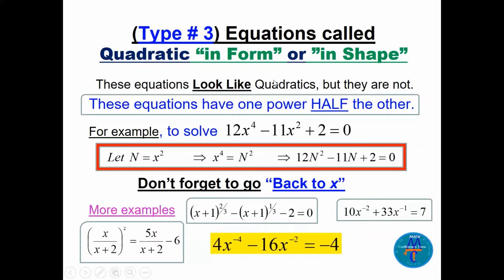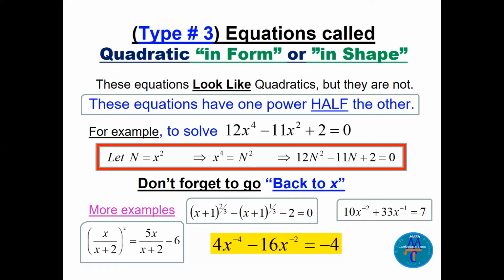Now, if you look here, I will explain the meaning of quadratic in form or quadratic in shape. If you look at this one here, 12 x power 4 minus 11 x squared plus 2 is equal to 0. Can we say it looks like a quadratic? The answer is yes, but it is not a quadratic. So these equations we're talking about here, type number 3, look like quadratics, but they are not, because at least this has power 4, so we have 4 solutions, but a quadratic itself has only 2 solutions.